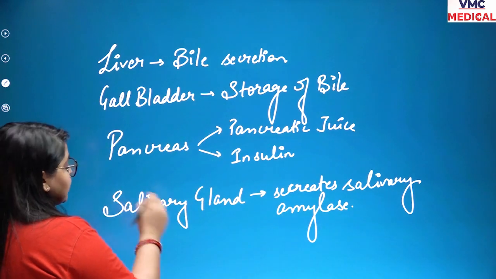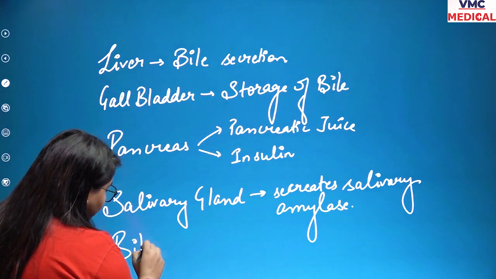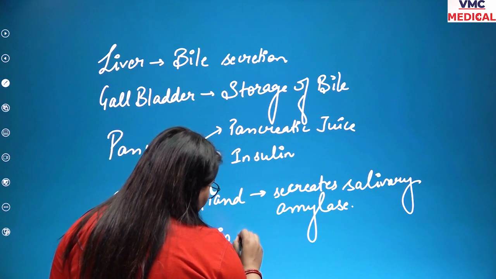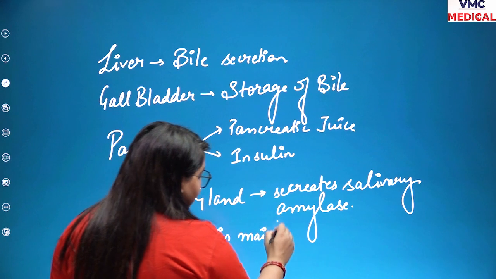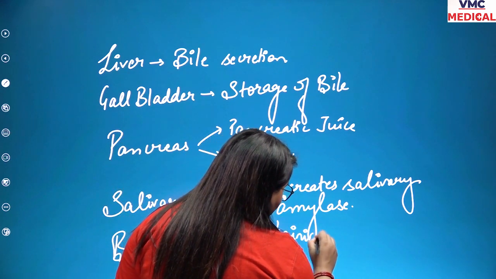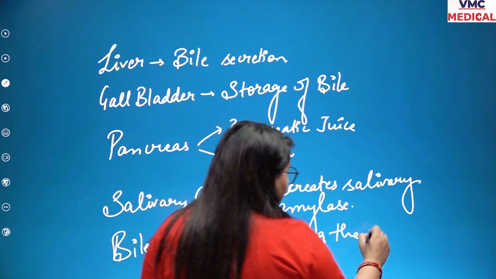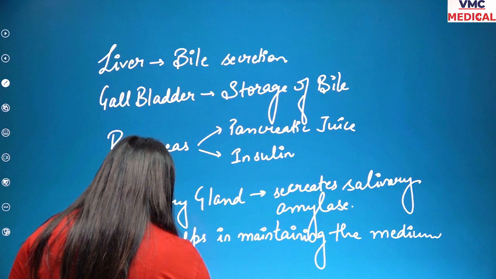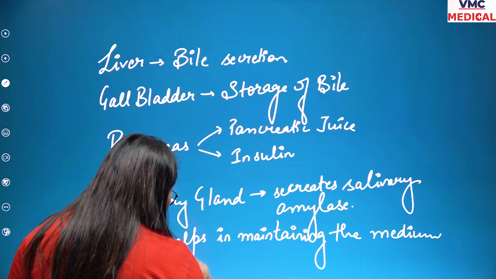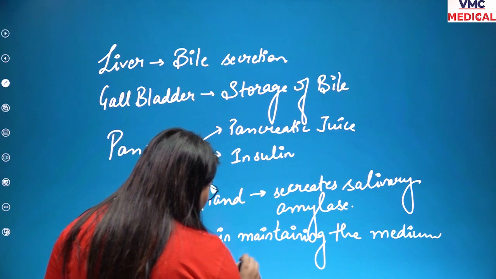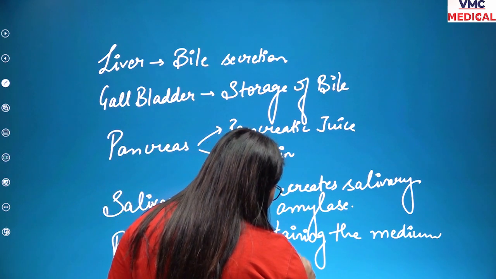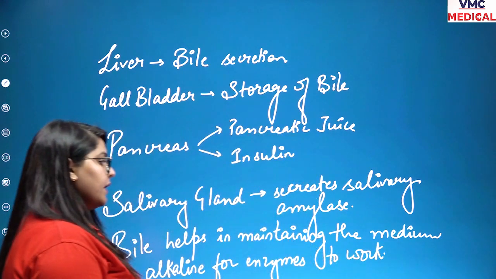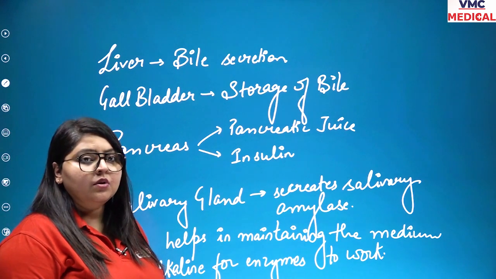And bile का secretion का काम क्या है? Bile helps in maintaining the medium alkaline. हाँ, for enzymes to work. Okay, so these are the few things which you actually need to remember.